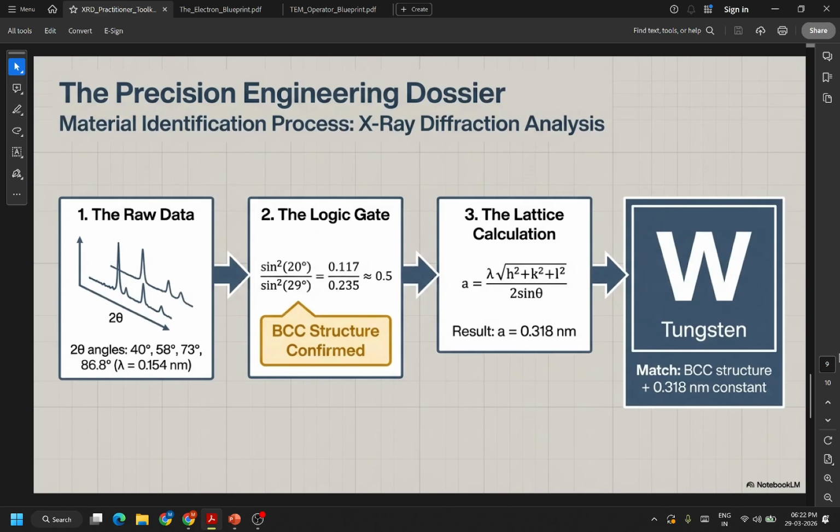So I suggest you do some problems from this part, where you take some XRD graphs, and from there you calculate the lattice parameter and figure out the final element, because this type of question is most likely to come. It is a very common XRD problem.